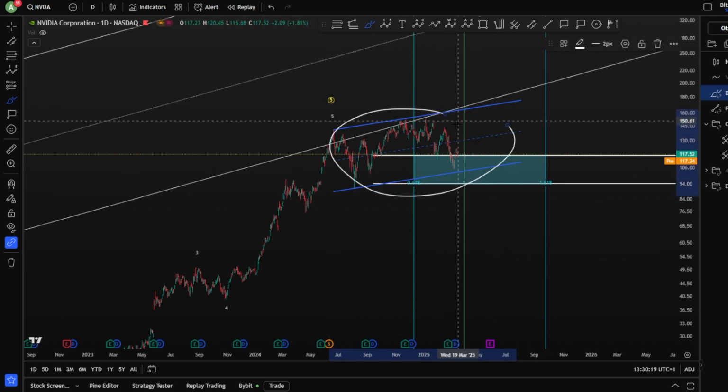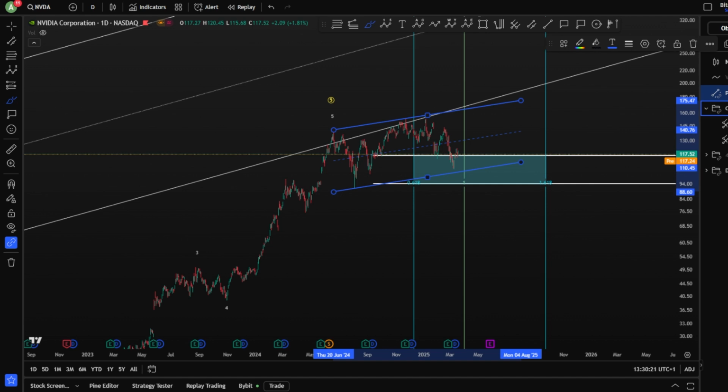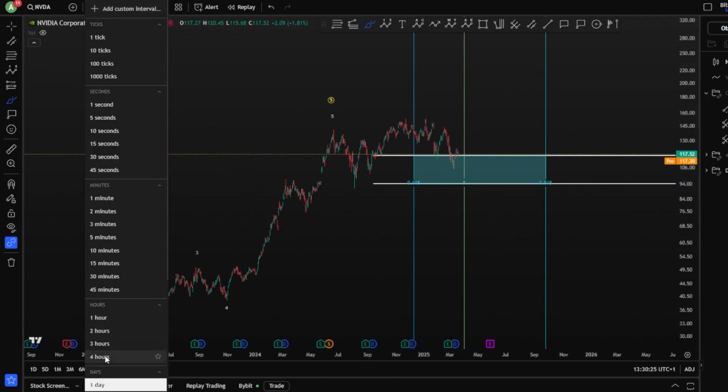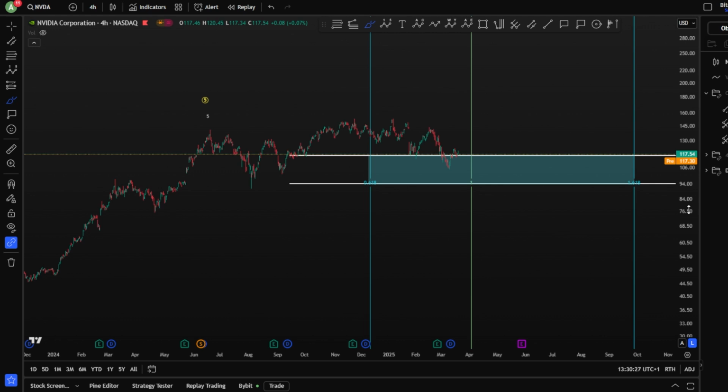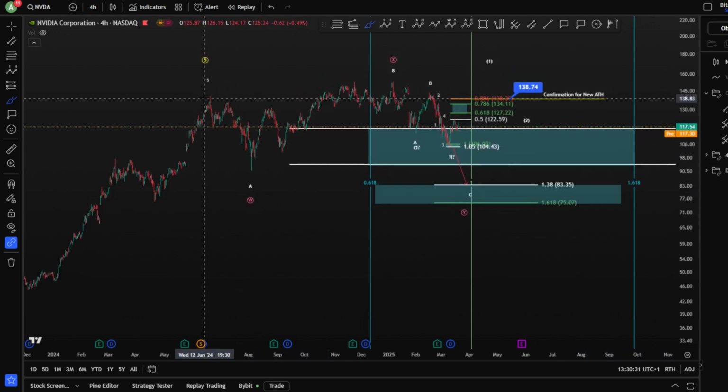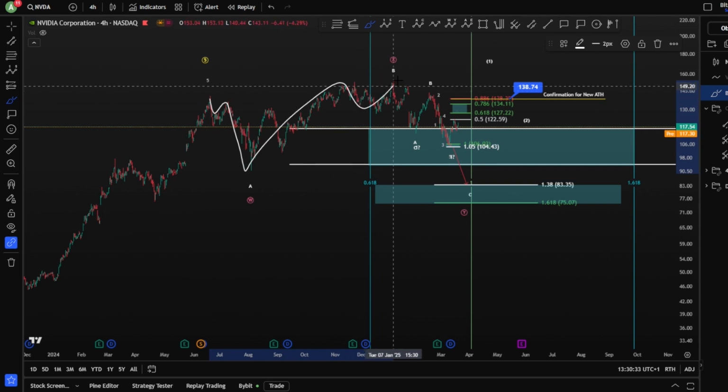Let's move inside it, of course, to see what's going on. We're gonna keep this corrective channel as well with our channeling. Let's move inside this area. We are looking at potential, of course, A, and then 3 waves up, and then a wave C toward the downside.